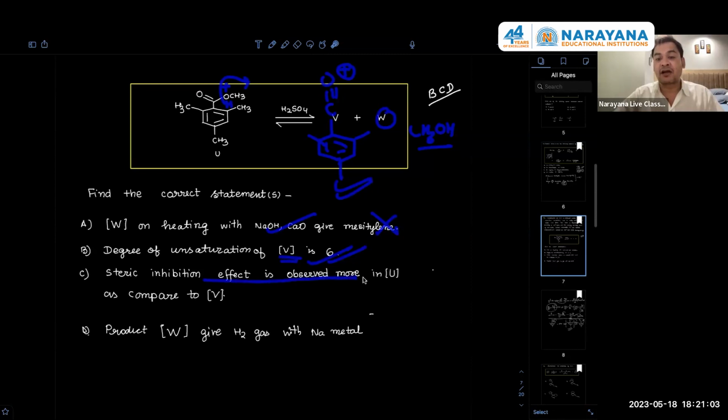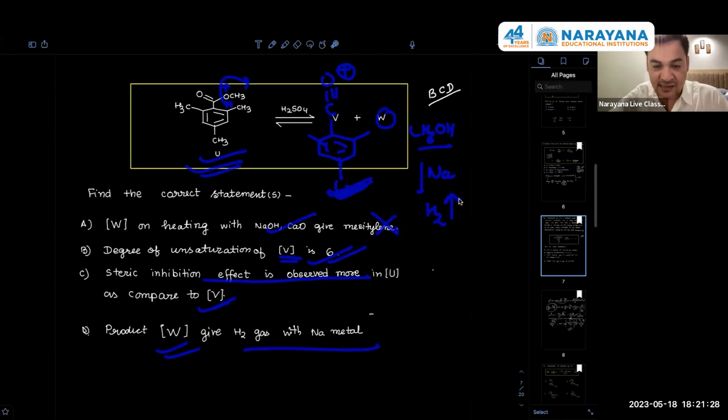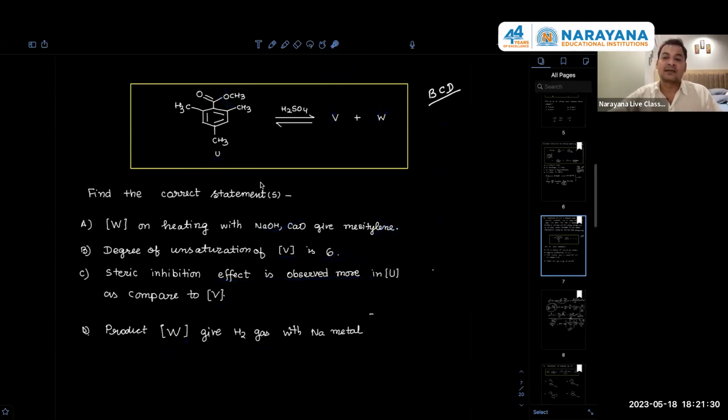Steric inhibition effect is observed more in U as compared to V. Yes, because of the steric hindrance we create this V compound, no? So in the U compound, steric hindrance is more. That is also okay. Product W gives H2 gas with sodium metal. Yes, any alcohol can release H2 gas with sodium metal. This is the famous test. So the answer B, C, D is the perfect answer.